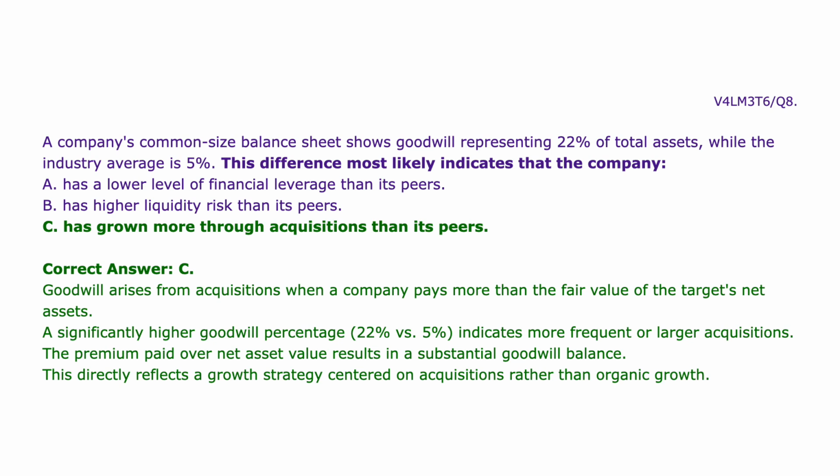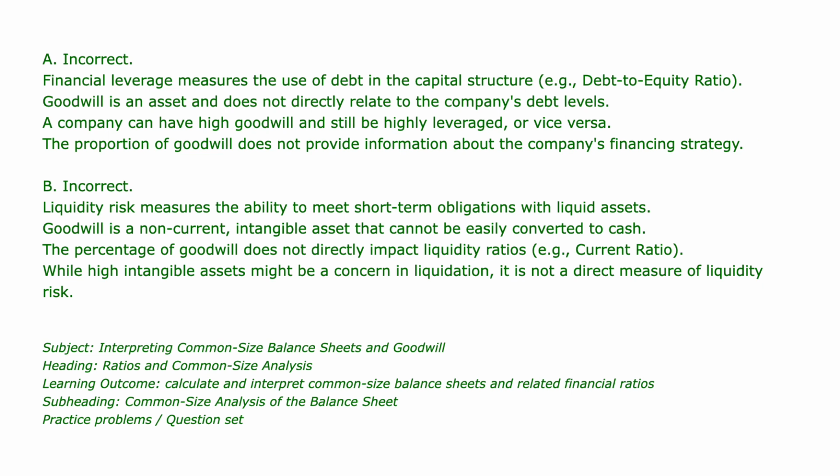Goodwill arises from acquisitions, and a much higher goodwill percentage, 22% versus 5% industry average, indicates the company has relied more on growth through acquisitions rather than organic growth. A. Lower financial leverage is wrong because goodwill is an asset and does not directly relate to debt levels or leverage. B. Higher liquidity risk is wrong because goodwill is a non-current intangible asset and does not directly affect liquidity ratios.